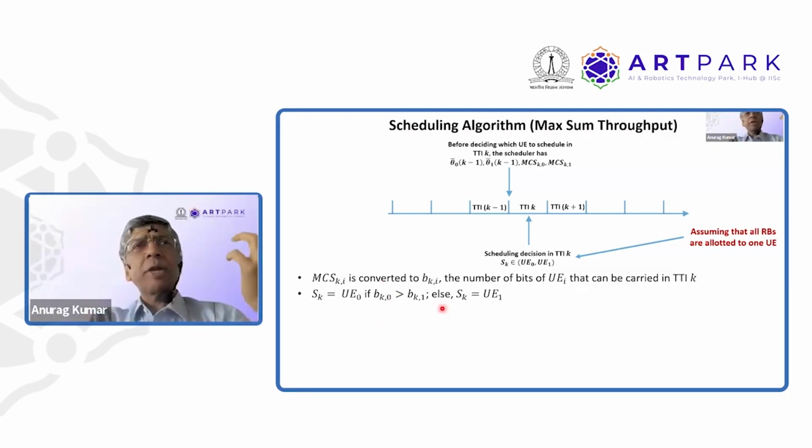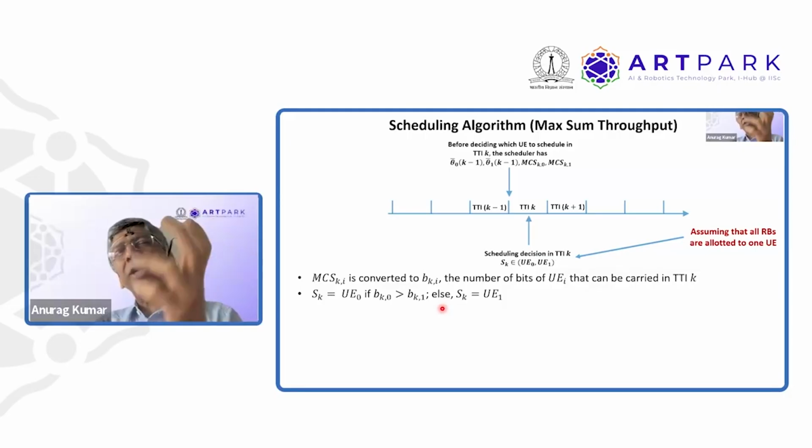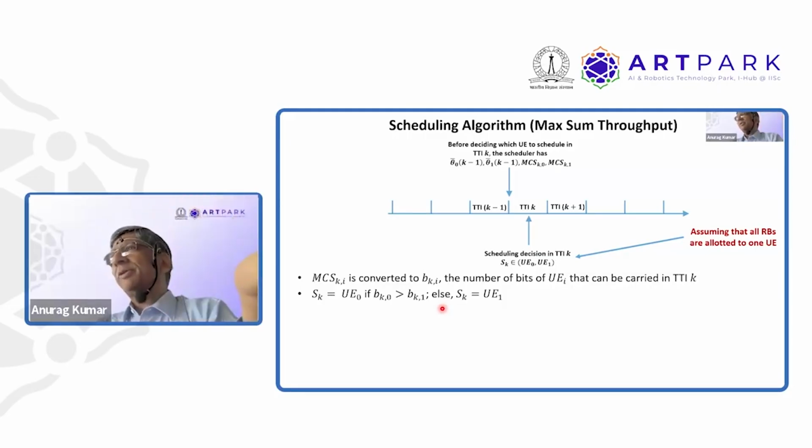That's it. Simple scheduler. Look at the two UEs' bit rates that you can get in that slot and schedule the higher bit rate. Why does this achieve a maximum sum throughput? Good question. I cannot prove that to you. Just take it for granted. You can almost see intuitively that scheduling the best user should give you the best possible sum throughput.